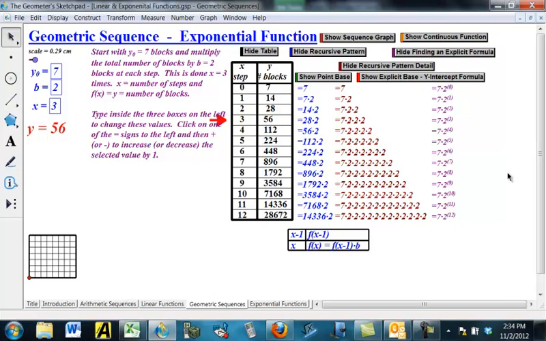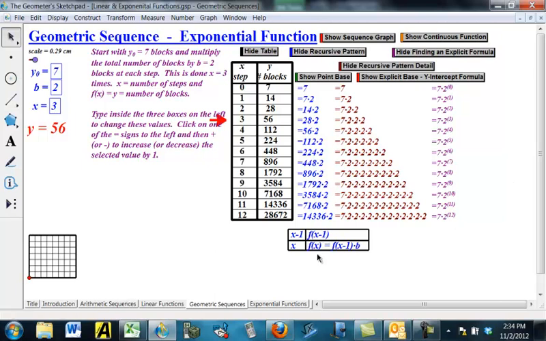And so there we have it in a more compressed format. But then we also notice that the number in parentheses, the exponent, is actually the same as the step number x. So that allows us to come up with an explicit formula.